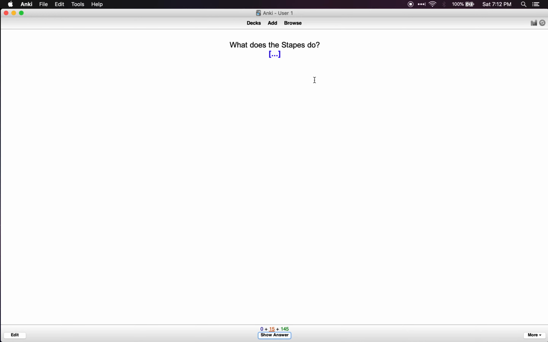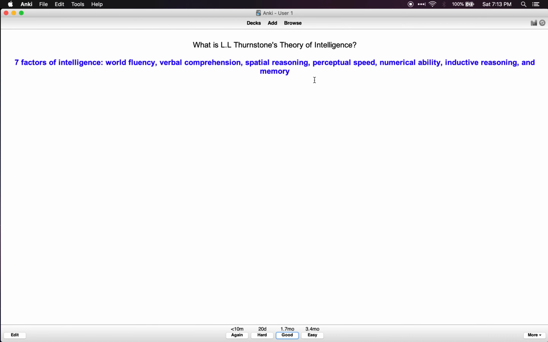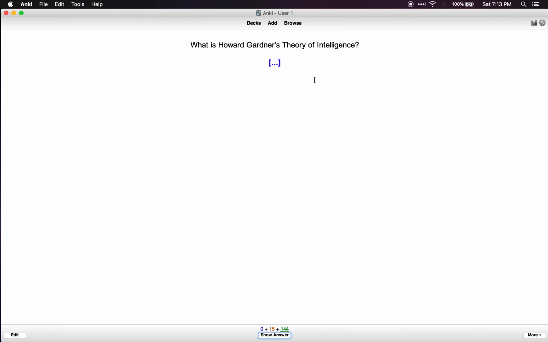What does sapiens do? It vibrates at the same frequency as the stimulus and moves the elliptical window back and forth. L.L. Thurstone's theory of intelligence: 7 factors of intelligence. I'm not going to memorize all these. L.L. Thurstone, 7 factors of intelligence. I think that's good. Howard Gardner states that we have, I think it's like 9?